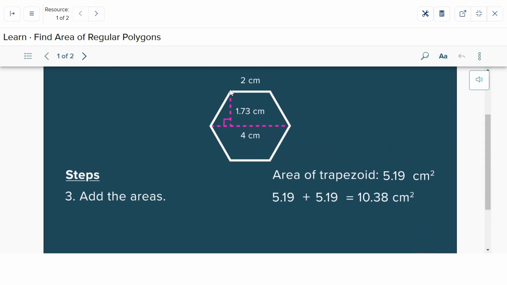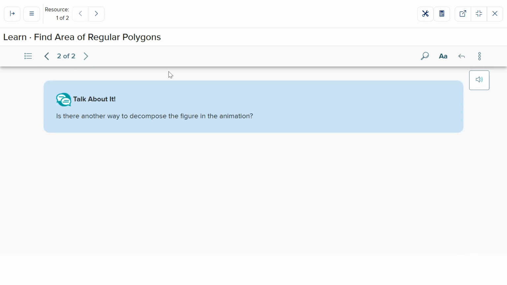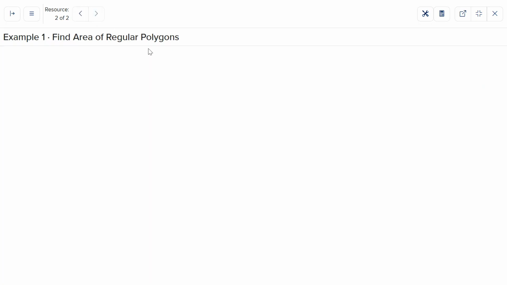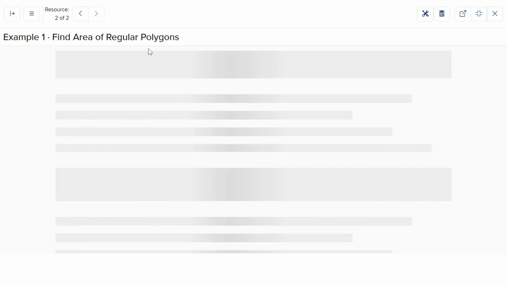Amazing. So you also can break this into 6 triangles if you wanted to do it that way, but that gets a little complicated because of height situations and things like that. Is there another way to decompose it? Yeah, there is. Triangles. All right, so let's look at example 1. There's actually only one example, so we'll just look at this one and then we'll be done.